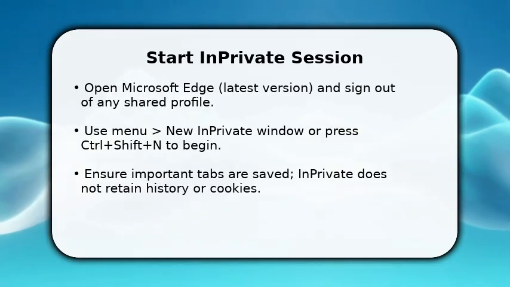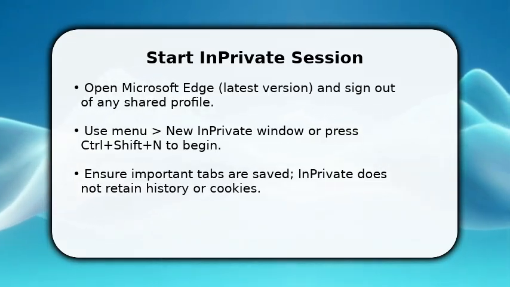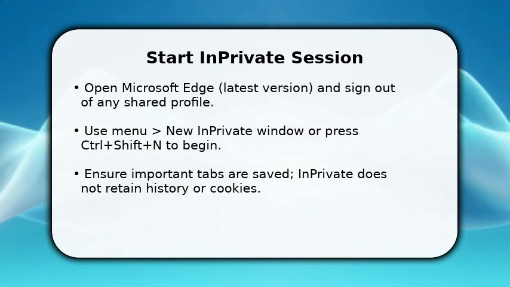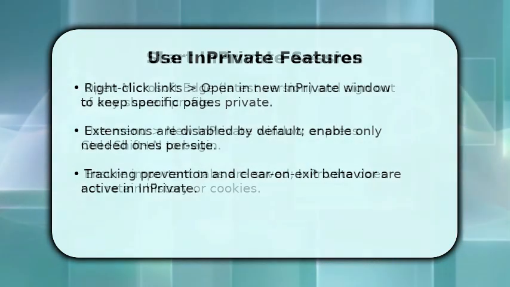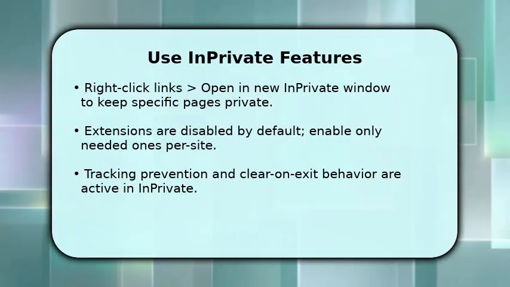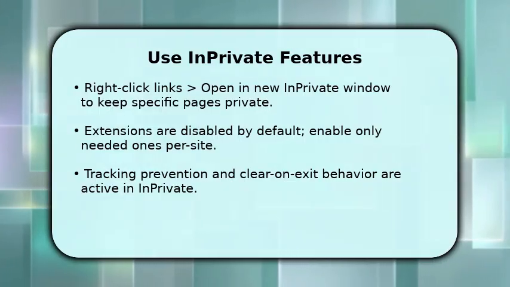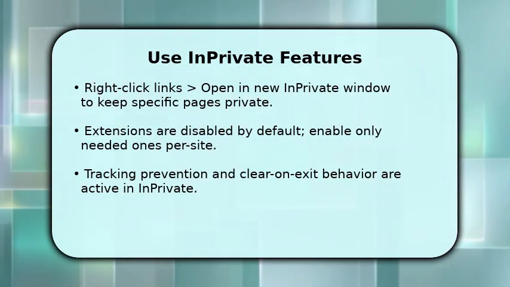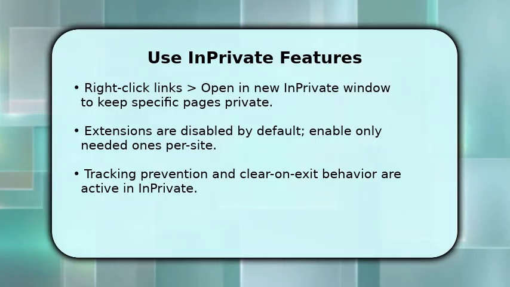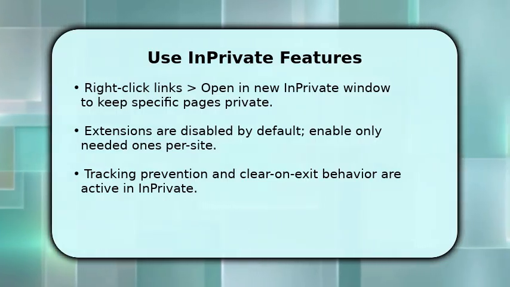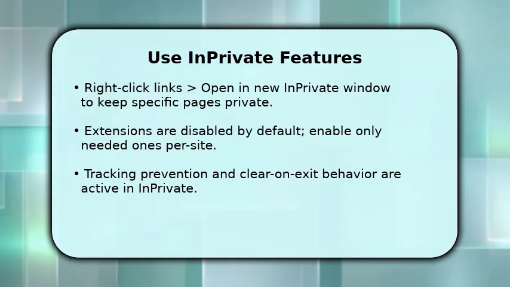Save any work in other windows, then open the InPrivate window to continue with privacy-active browsing and isolate. Now focus on how to use InPrivate effectively. Right-click any link and choose Open in New InPrivate window when you need only that page private, and remember Ctrl+Shift+N creates full private windows.